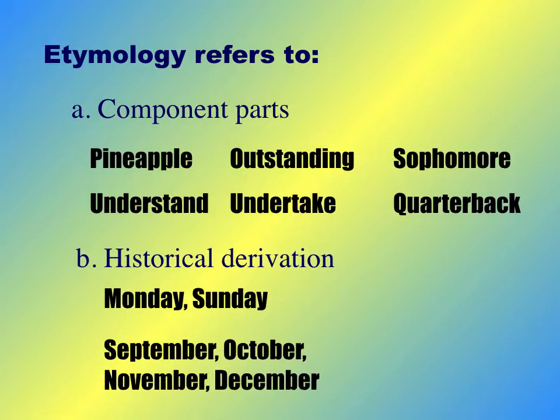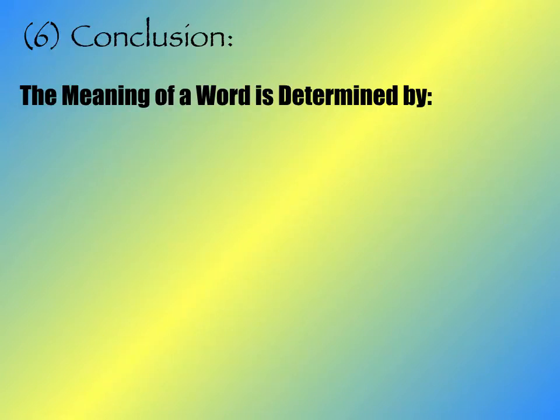Now notice, this is all wrong. September is the 9th month, not the 7th month. October is the 10th month, not the 8th month. November is the 11th month, not the 9th month. And December is the 12th month. So what happened? Well, the Romans originally had a 10-month calendar. When they changed their calendar, they didn't change the name of the words. So the words themselves, if you're talking about etymology or historical derivation, don't mean what they seem to indicate, because etymology is not a reliable guide to meaning. Here's a 6th conclusion to our 5 principles.